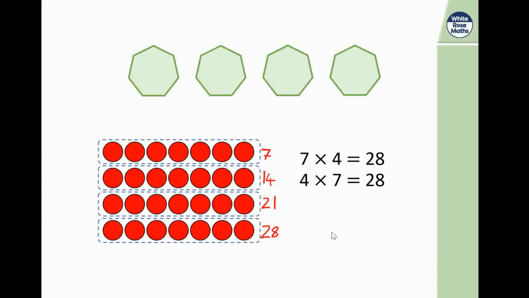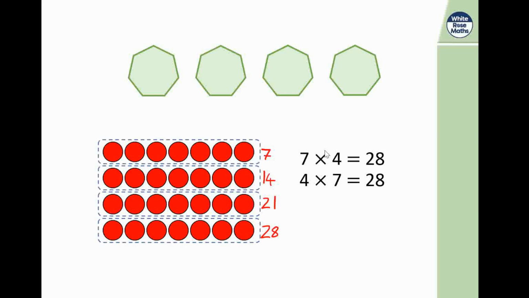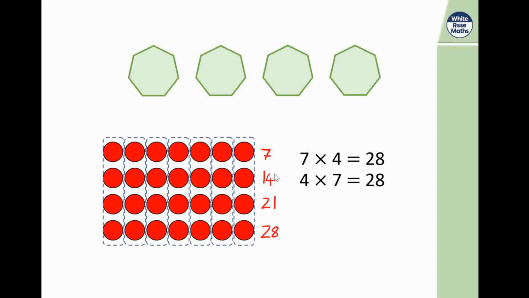Okay, there we go. Yeah, if you count them all up, you get 28. Well, we did. Oh, I see. Yes, you can do it both ways. So this way is 4 times 7, because you're grouping in 7s. And this way is 7 times 4, because you've got 4 groups here.